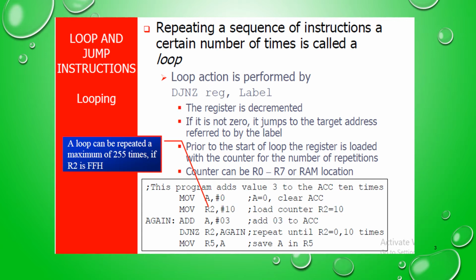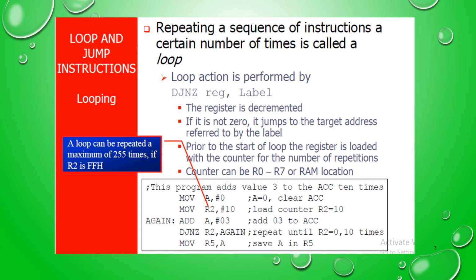When R2 is going to become 0, then automatically DJNZ will result in the contents of R2 becoming 0, the zero flag is set, so it will come down, and the next instruction is MOV R5, A. So therefore whatever is in the accumulator is now transferred into register R5. So this simple small code I have written.